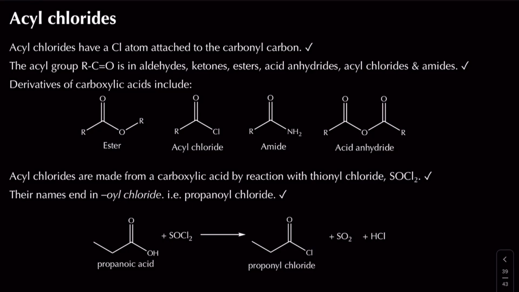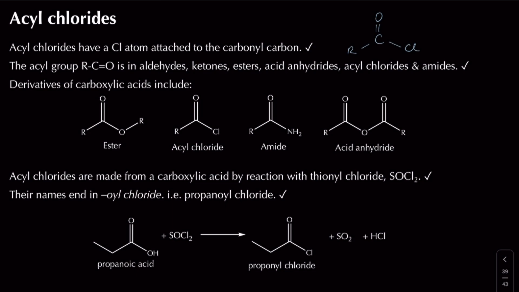So in this video, we're going to be looking at acyl chlorides. Now, acyl chlorides themselves have an acyl group, where they've got a carbon-oxygen double bond and a variable R group itself. But directly attached to that carbon atom in the carbon-oxygen double bond, we have a chlorine atom attached as well.